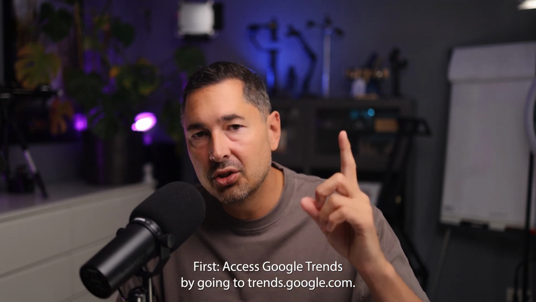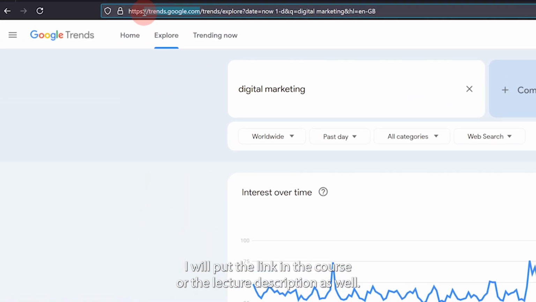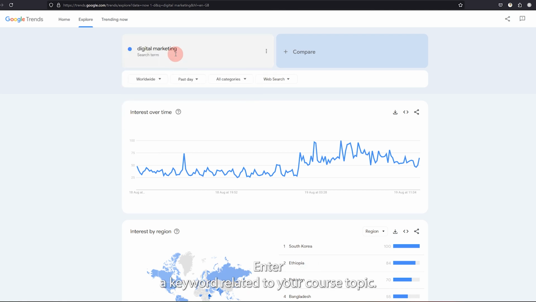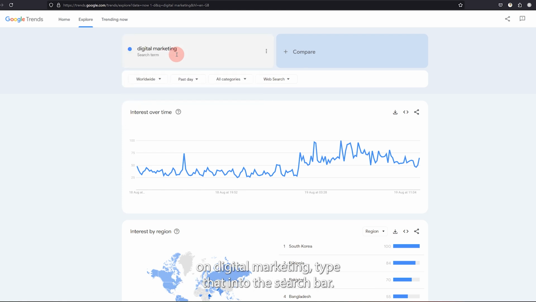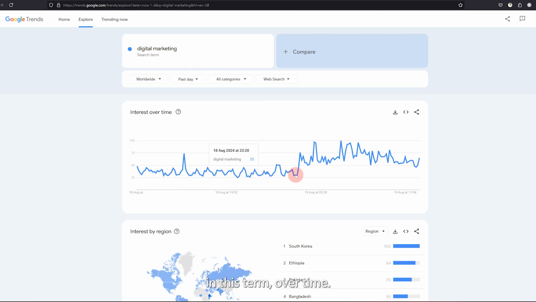How do you use Google Trends for your course topic research? First, access Google Trends by going to trends.google.com. I will put the link in the course or the lecture description as well. You'll see a search bar where you can enter the terms you want to explore. Then, number 2, search for your course topic. Enter a keyword related to your course topic. For example, if you're thinking of creating a course on digital marketing, type that into the search bar. Google Trends will then show you a graph displaying the interest in this term over time.